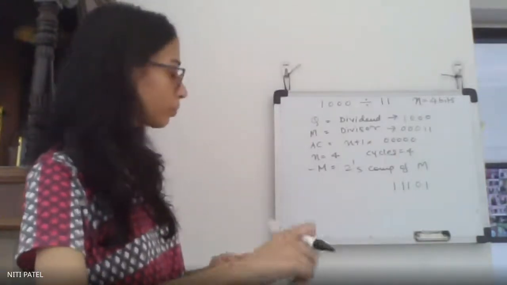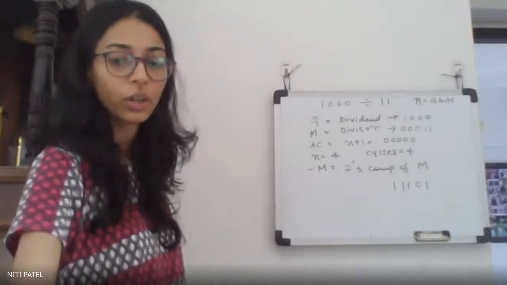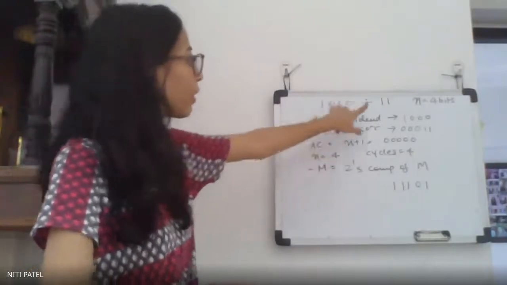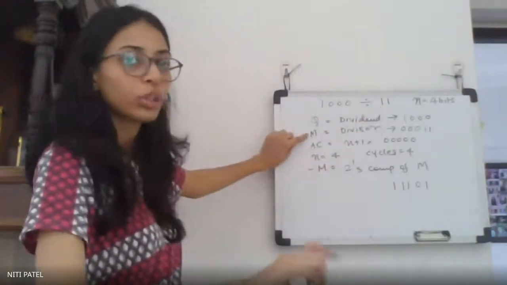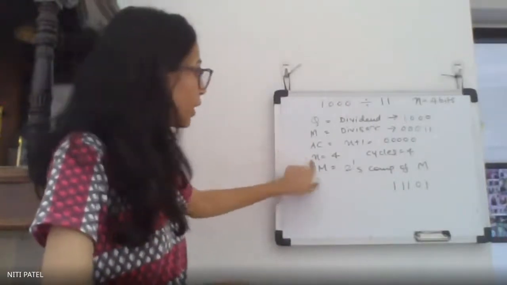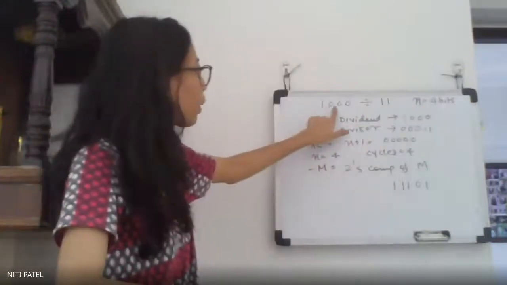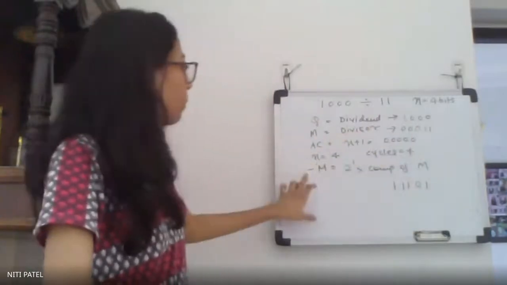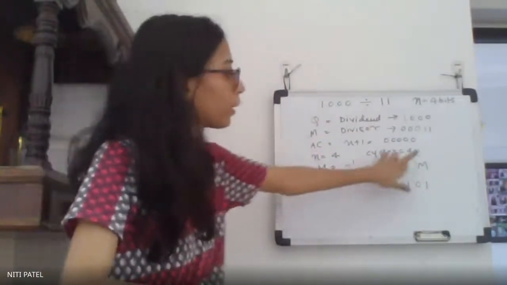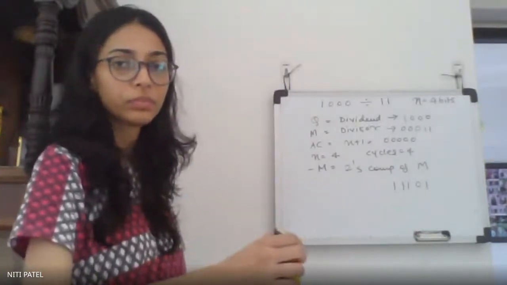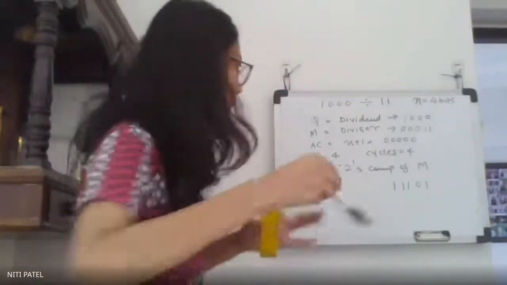Write this down, and then we'll start the algorithm. Is it understood up to here? We have Q given in the question. We have M given in the question. Make M's total number of bits match the total number of bits in AC. If N is not given as 4 bits, you count the number of bits in Q and assign that. You have to perform that many cycles. Minus M will be nothing but the 2's complement of your M. Is it written up to here?